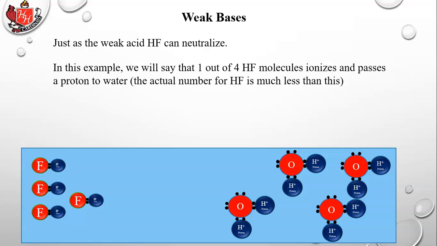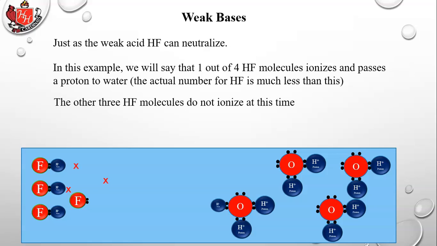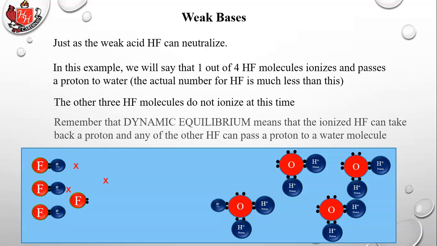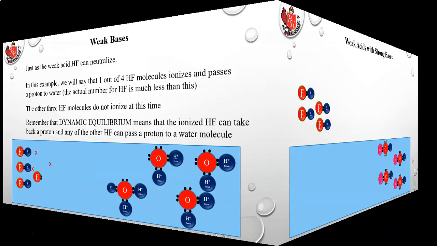In this example, we will say that 1 out of 4 HF molecules ionizes and passes a proton to water. And there we see it. The other 3 molecules do not ionize at this time, and again, that's the same slide. That's a duplicate slide. Okay, same concept, so you got to hear it twice. All right. There we go.